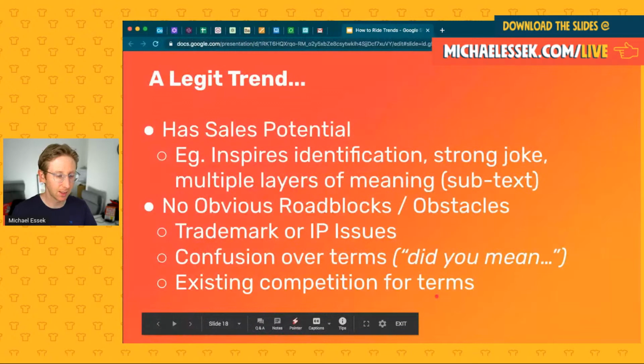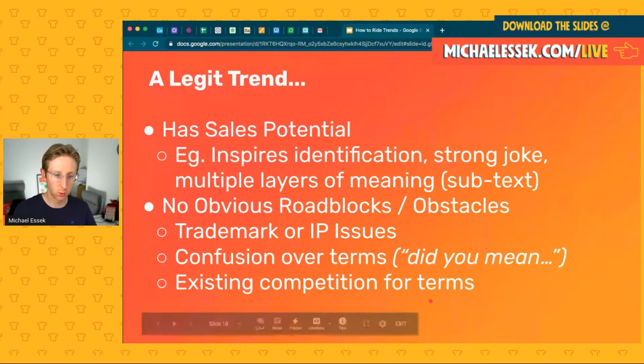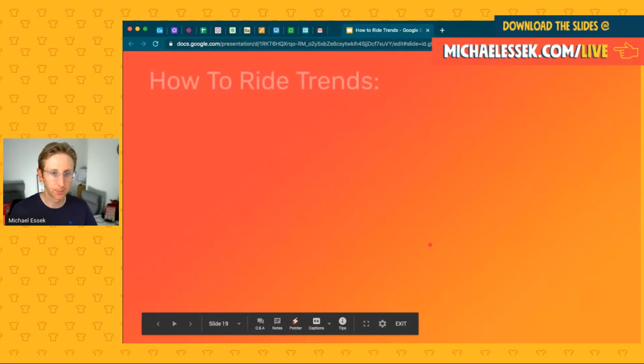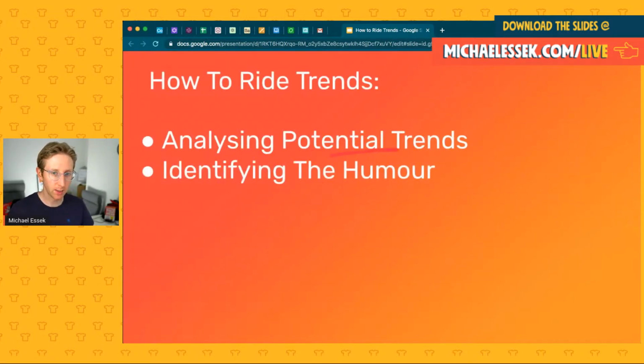Yeah, again, like I just said, the gender reveal thing could cause us issues. But let's ignore those for now, even though you might actually want to scratch this trend out based on those in another situation. Let's proceed and say we think it's pretty funny, so maybe it's worth creating some designs around. If we go back to our how to ride trend, we've analyzed the potential trend.